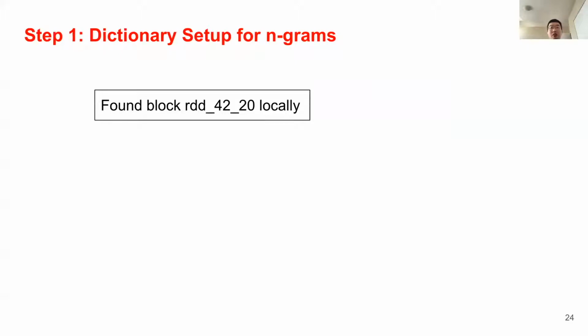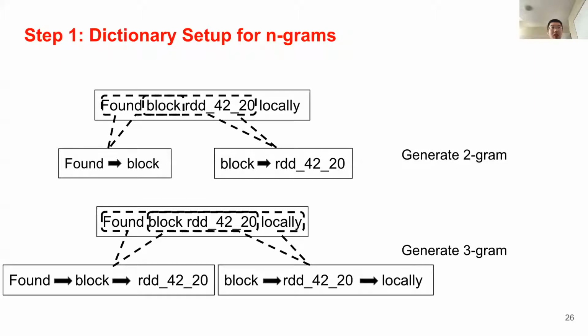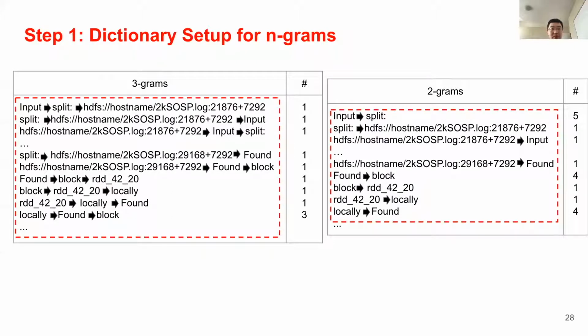After getting the content of each log message, we will split the log message into tokens. And then we will combine the tokens to generate bigrams. We can use the same method to generate the trigrams. After that, we will calculate the appearance of each bigram and trigram. And finally, we can get two dictionaries. The key is the trigram or bigram, and the value is the corresponding appearance.